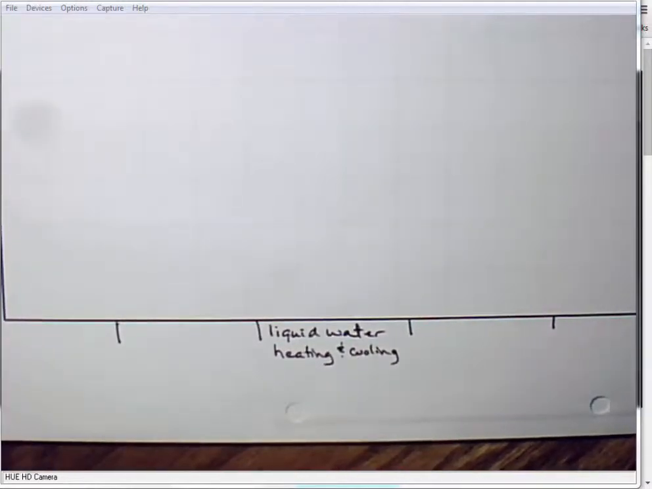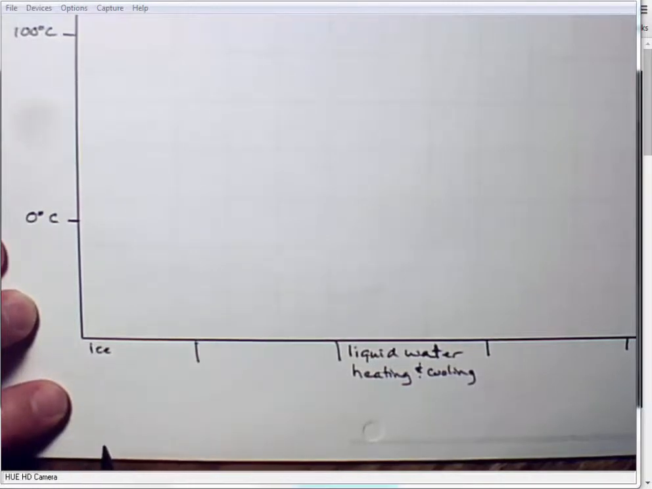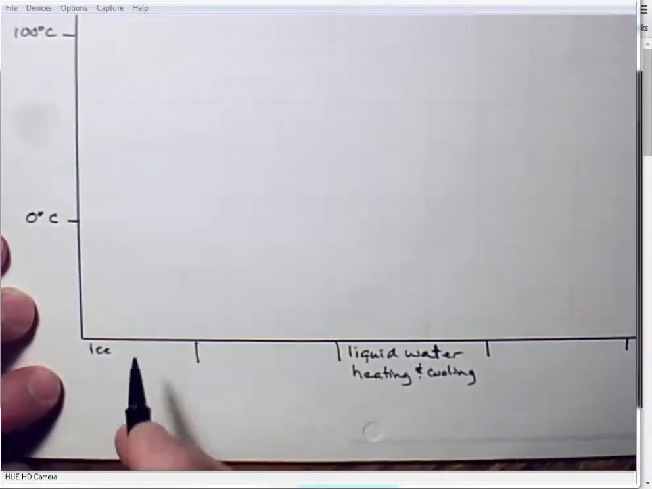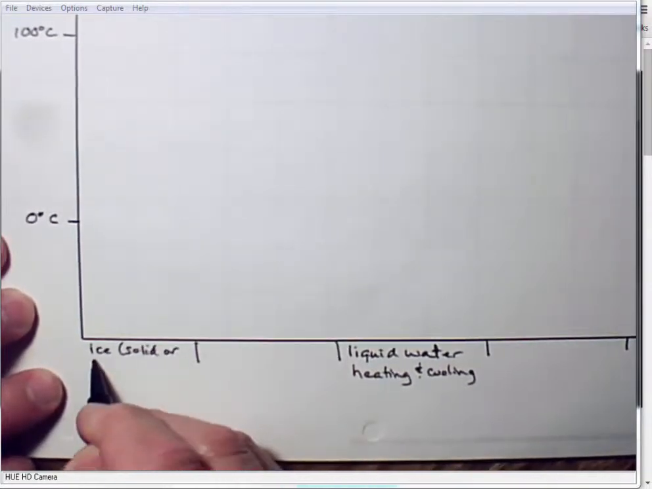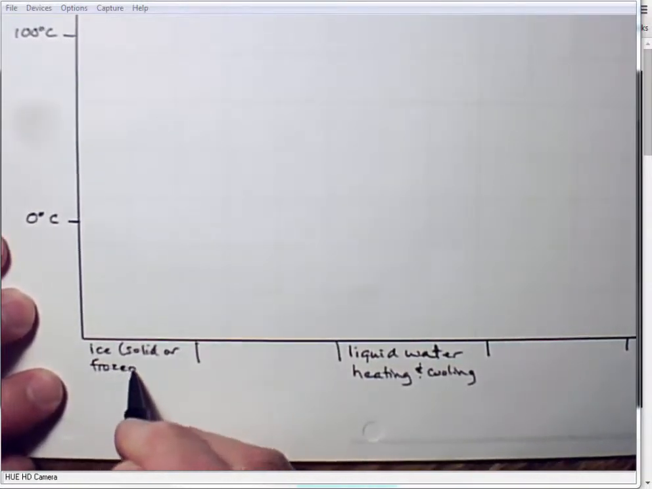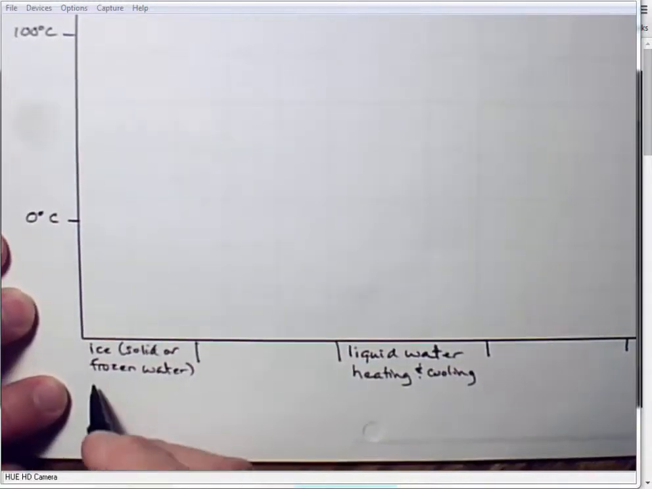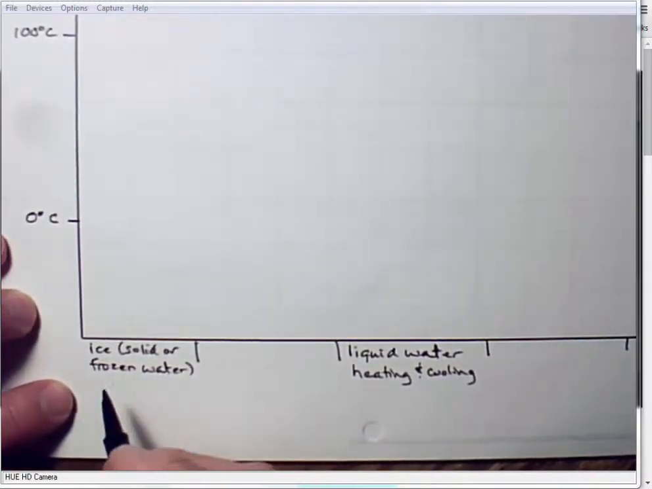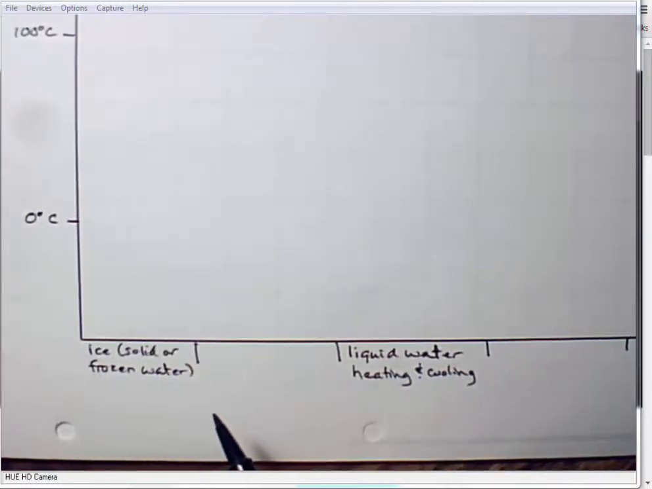All right, down here we have ice, which is solid water or frozen water. And in this range we're also heating and cooling. We're adding energy to it to heat it up, or we're removing energy from it to cool it down.